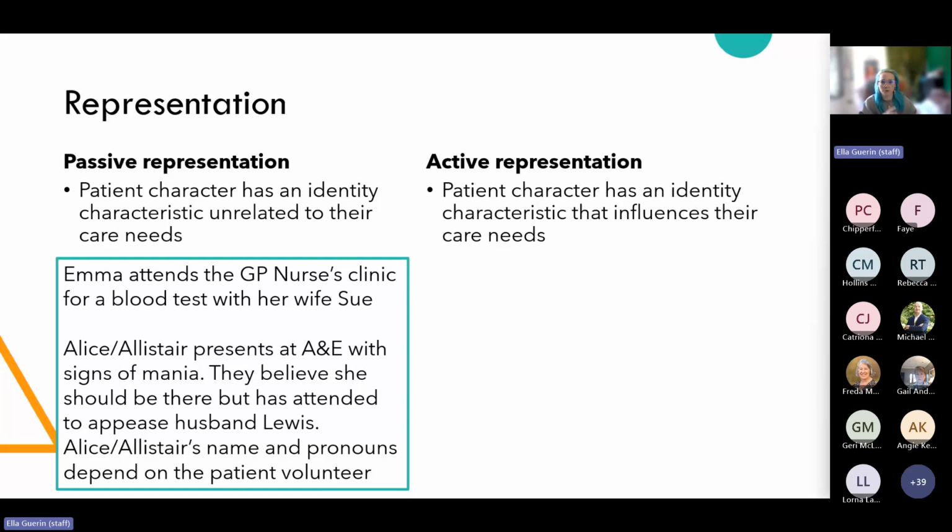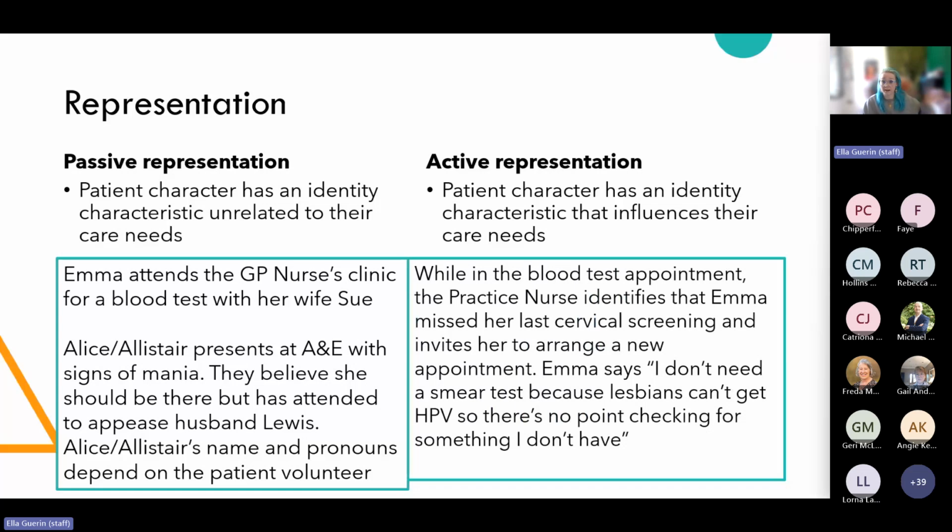So passive is all about that coincidental representation. So-and-so just happens to have this identity characteristic, whether that is an LGBT identity or any other identity characteristic. This doesn't just apply to LGBT representation, but it's purely coincidental and it doesn't really impact on their health needs. Whereas if we look at active representation, we're going to go back to Emma.